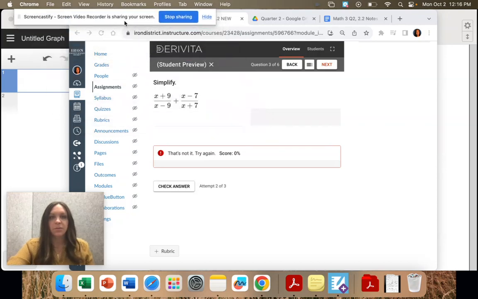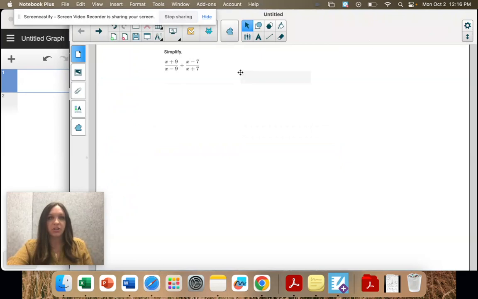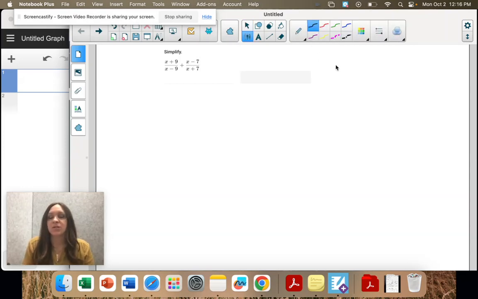All right, so number 3, we are adding rational expressions. So I have an expression divided by another expression, and we're adding the same thing. So step 1 is to factor, but there's nothing to factor here. So step 1 is done. Everything is factored.